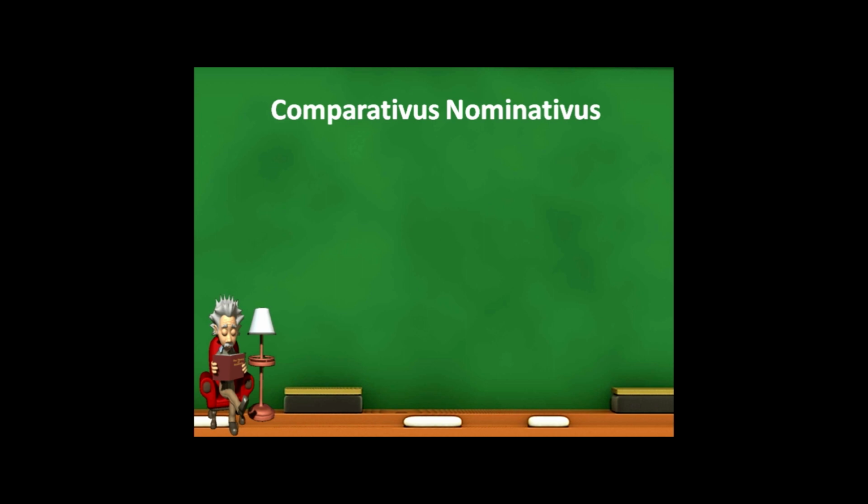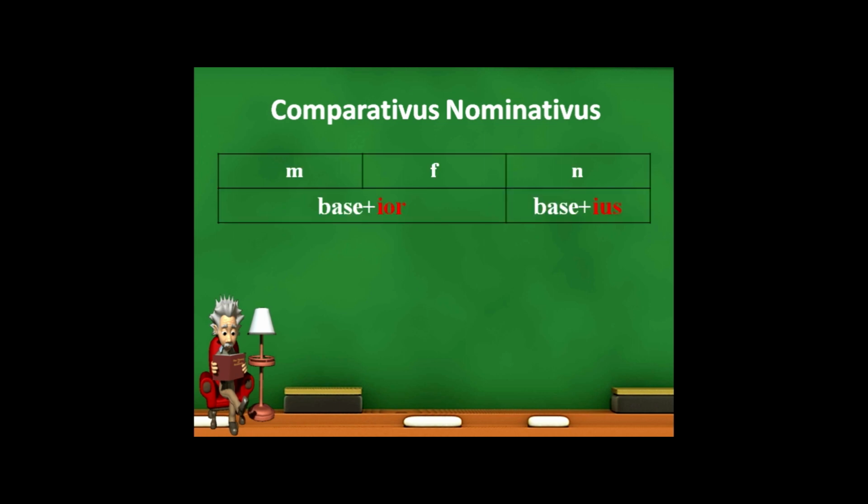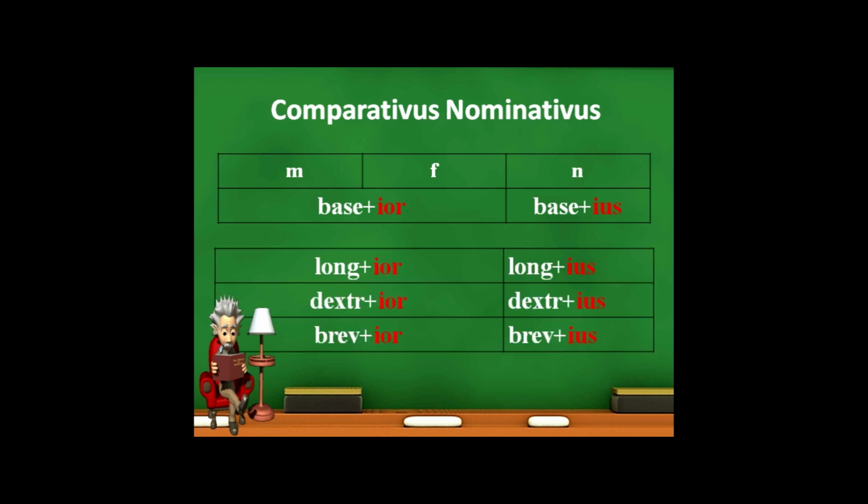Comparativus nominativus, comparative degree in nominative case. For constructing comparativus nominativus form of adjectives, we use the structure base plus ior for masculinum femininum and base plus ius for neutrum. For example, longior, dextrior, brevior; longius, dextrius, brevius.